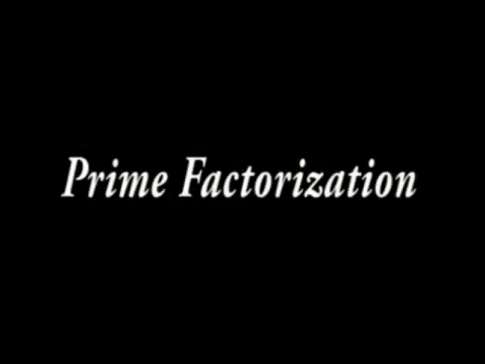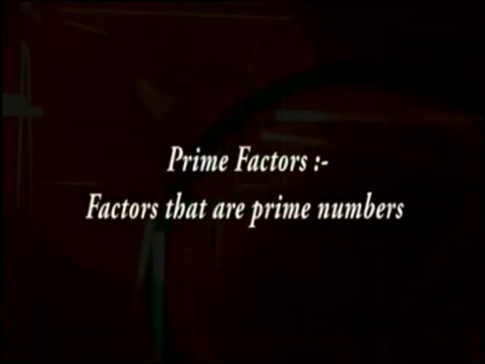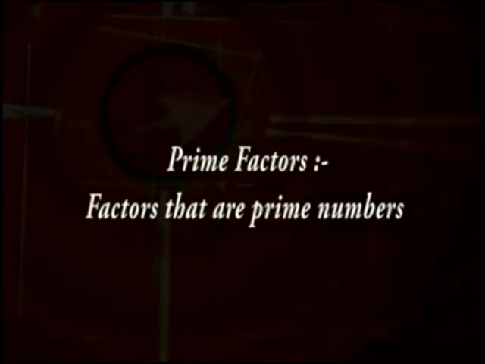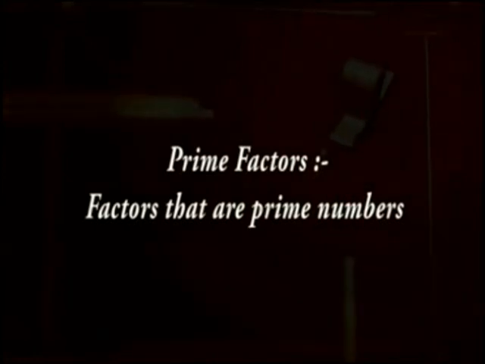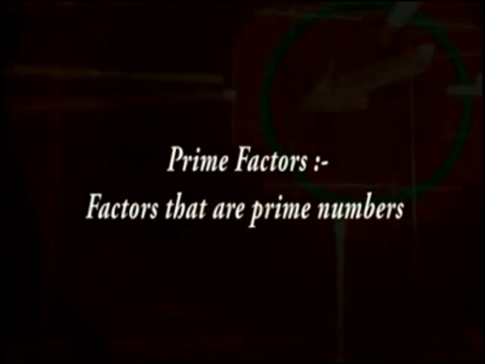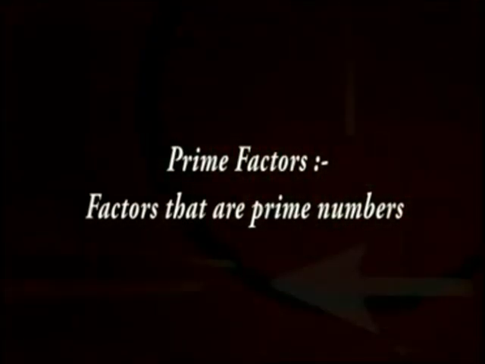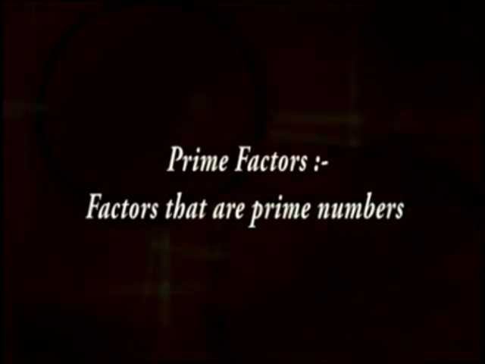Let's change gear briefly and look at prime factorization. Prime factors of a number are those factors that themselves are prime numbers. Every composite number can be expressed as a product of only prime numbers. For example, 120 can be expressed as a product of its prime numbers.